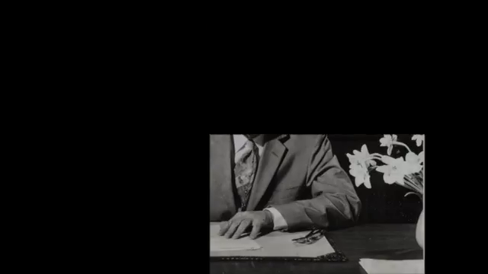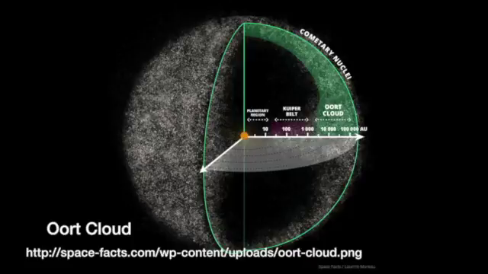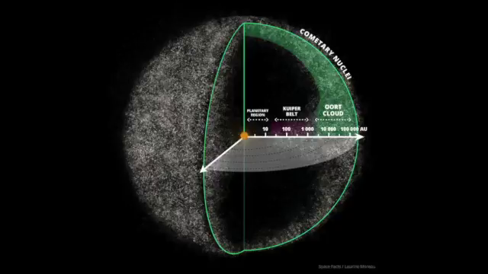He proposed that the comets must not have formed in their current orbit, which is an orbit close to the Sun. The comets must have formed somewhere far away, and due to the perturbation of gravity from a nearby star, the comets then got shot toward the Sun. So now we call this region the Oort cloud in honor of the astronomer.